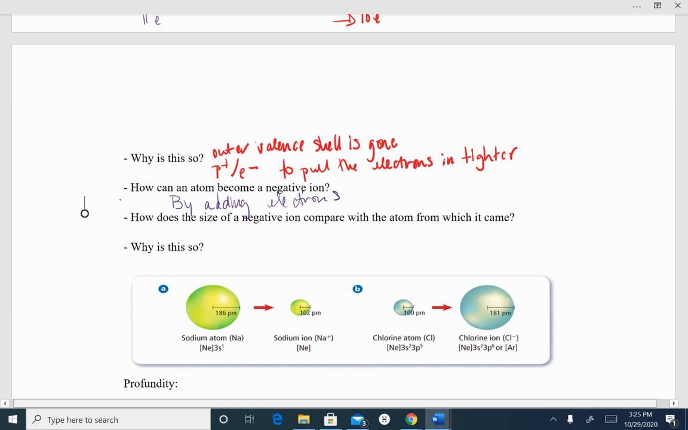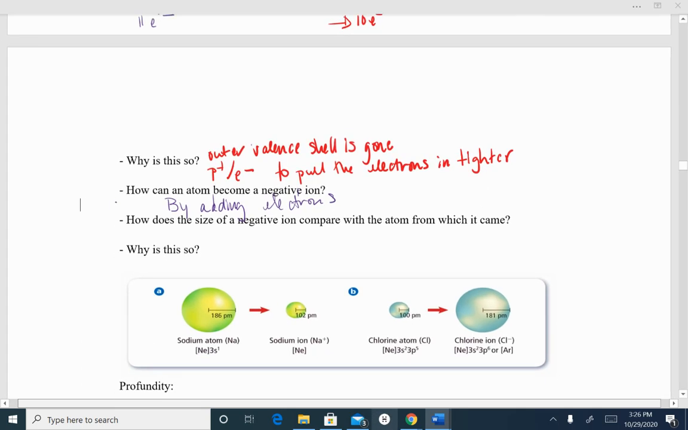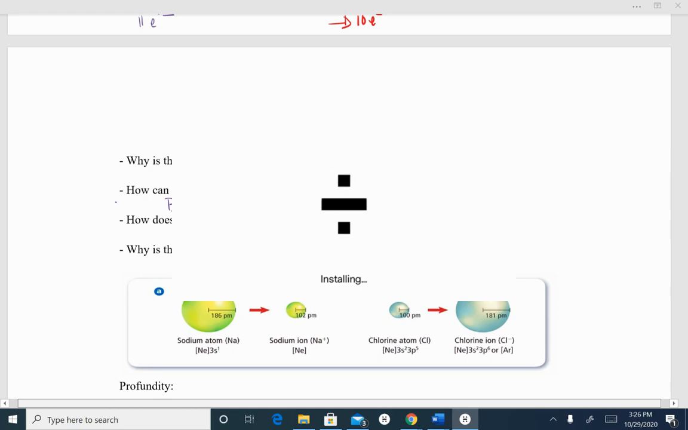So let's think about this. Let's look at oxygen. If I look at oxygen, I have 1s2, 2s2, and 2p 1, 2, 3, 4.